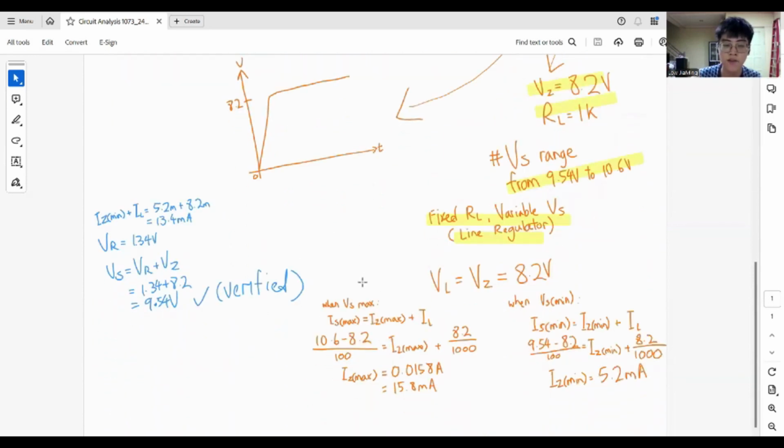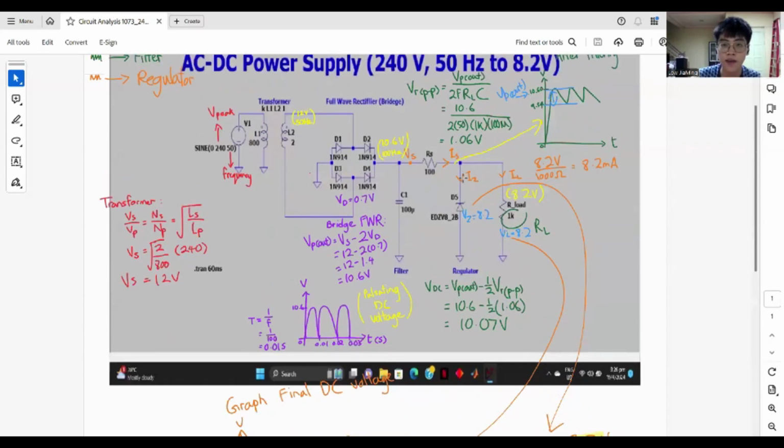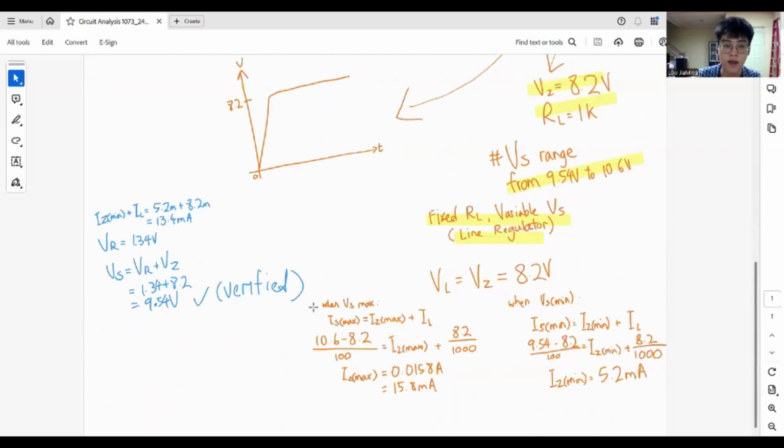In order to determine the current for the Zener diode, there is a formula from Kirchhoff's first law, which is the current law. The total current entering a node is also the total current leaving a node. So IS is entering, and IZ and IL are leaving. When IS is maximum, it equals IZ maximum plus IL minimum. To determine IS maximum, it will be KVL again, using the maximum voltage we got: 10.6 minus 8.2 over 100 equals IZ maximum plus 8.2 over 1000. So you get IZ maximum roughly equal to 15 milliampere.